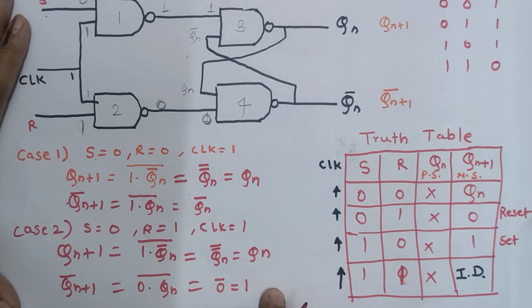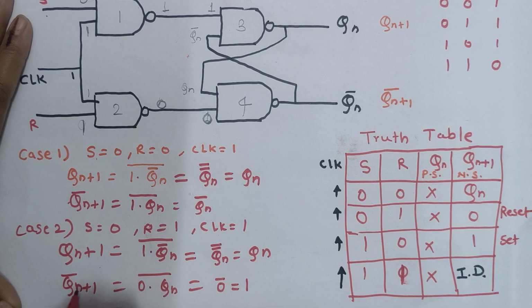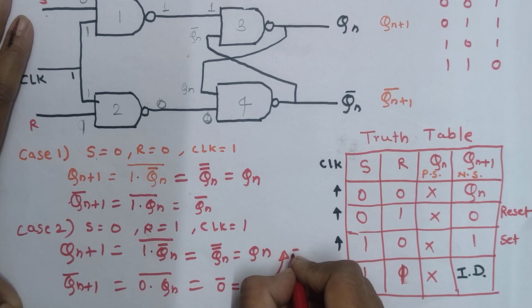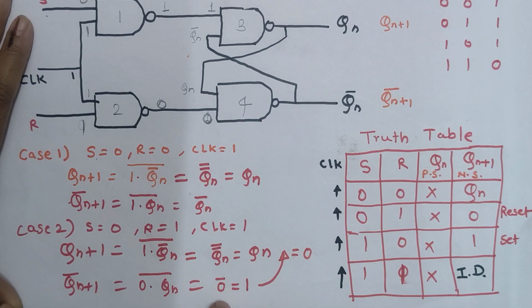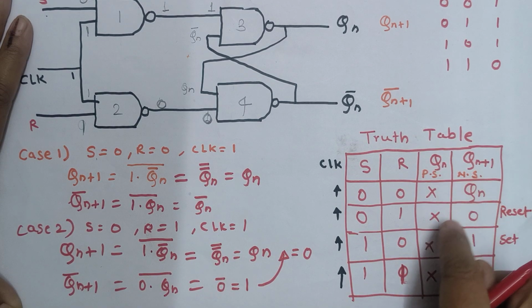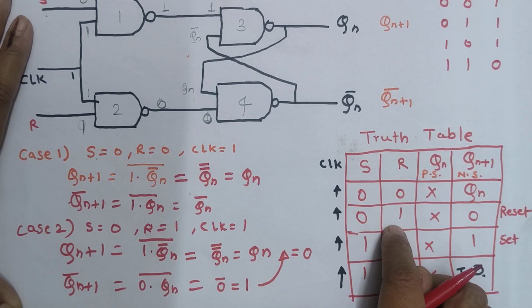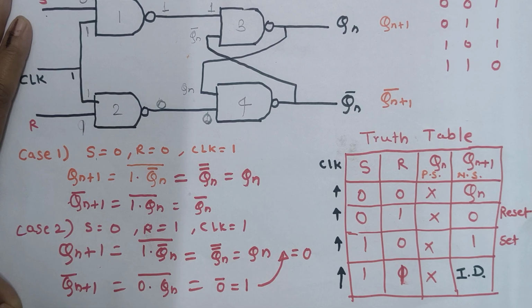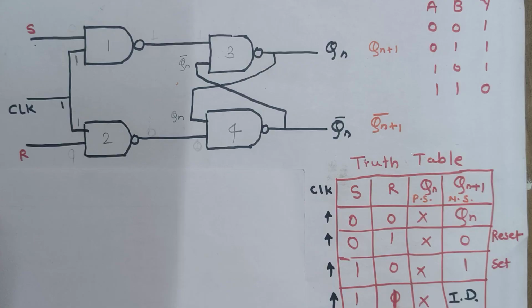So the output is 1, which means the value of Qn plus 1 bar, the next state output, is 1. So of course Qn plus 1 will be equal to 0, because this is Qn plus 1 bar and this is Qn plus 1. If this is 1, the output will become 0. So I have written here that Qn plus 1, the next state output for the condition S is 0 and R is 1, is equal to 0, and this condition is called the reset condition. Then we will see the next, third case.